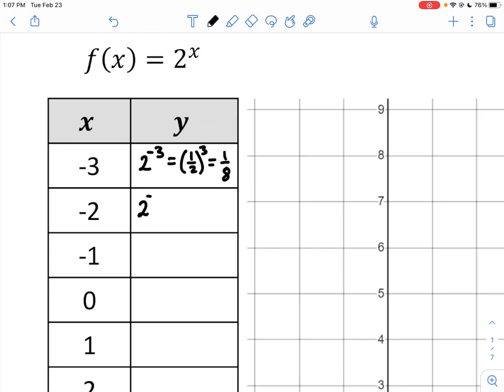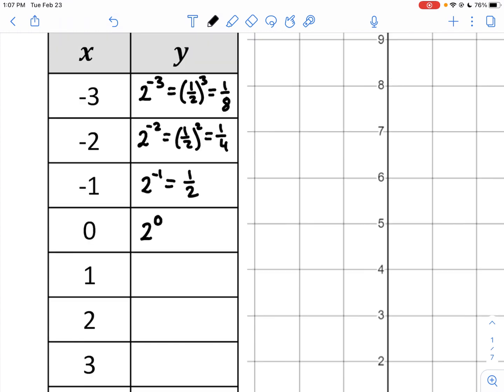So when I do 2 to the minus 2, that's the same thing as doing 1/2 raised to the positive 2, which gives me 1/4. 2 to the minus 1 just gives me 1/2 to the 1, which is just going to be 1/2. 2 raised to the 0, any non-zero base raised to the 0 exponent will be 1.